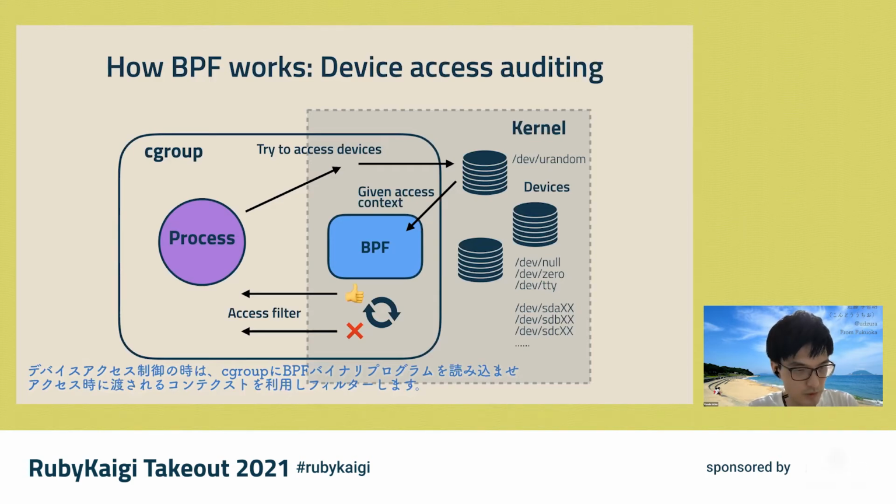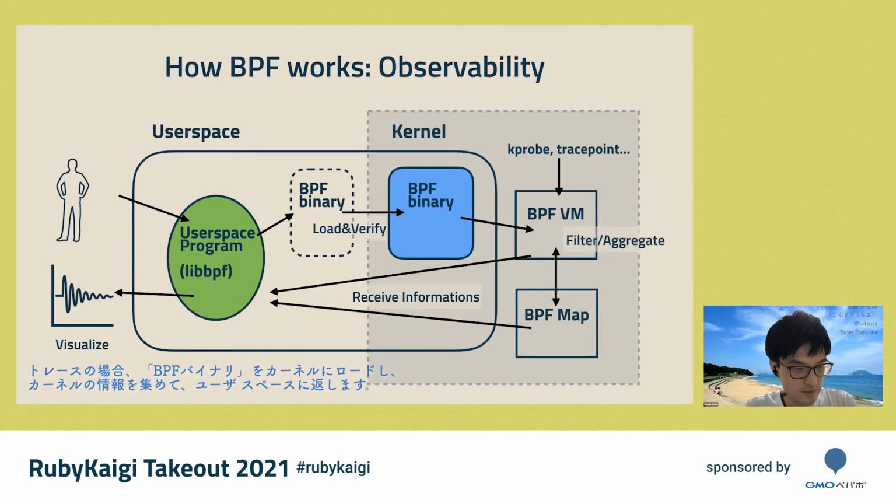BPF program will be loaded into kernel space. When accessing a device, the context such as device major or minor codes are passed to the BPF program, and then BPF will execute filtering. The point is that there is a BPF binary part that runs in the kernel, and the user space part to pass parameters from user space into the kernel and to get aggregate data from the kernel.